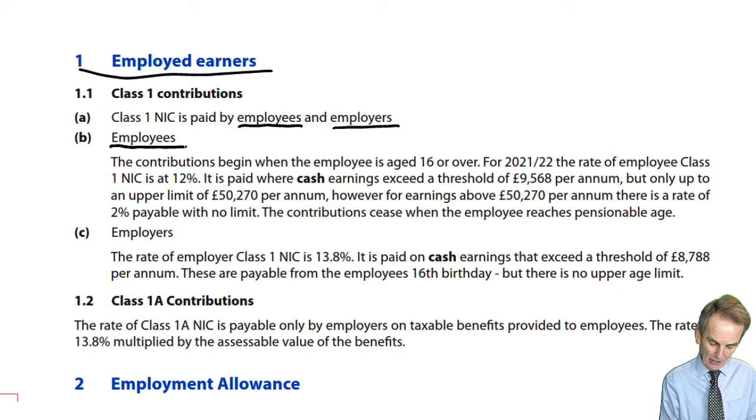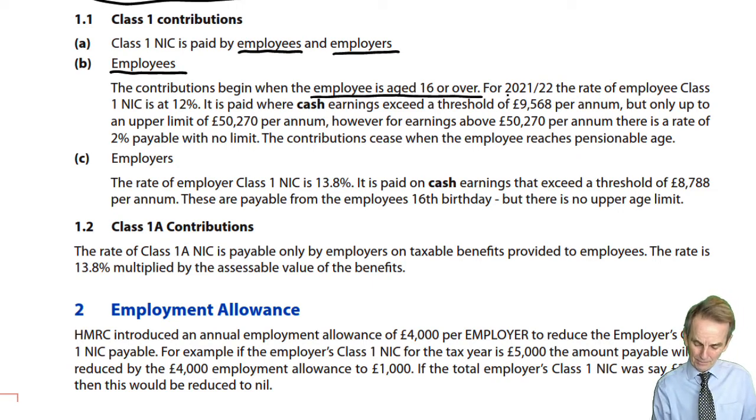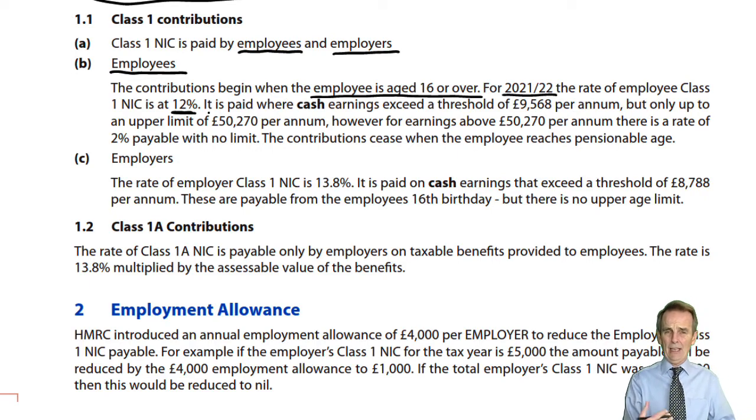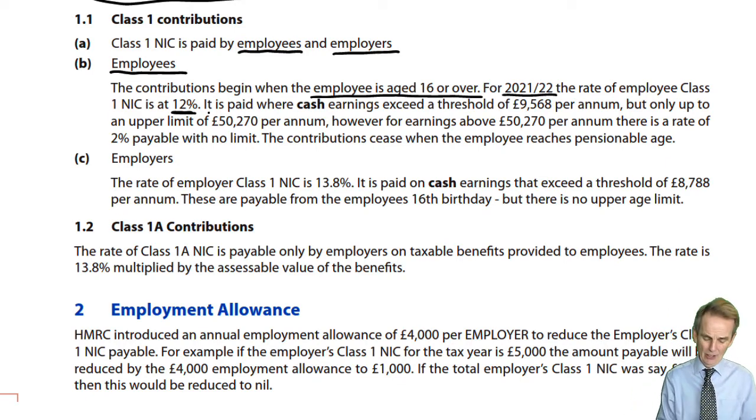So what liability do employees have? Right, in relation to Class 1 employee contributions, sometimes known as primary contributions here, they become payable from when the employee is aged 16 or over. And for our tax year, 21-22, the rate of employee Class 1 NIC is 12%. Now, that's not an insignificant number, an extra 12% tax charge. But remember, unlike income tax that is liable on the entirety of your taxable income, here the national insurance contributions for Class 1 are only payable in relation to the employment income. It's just on your employment income.